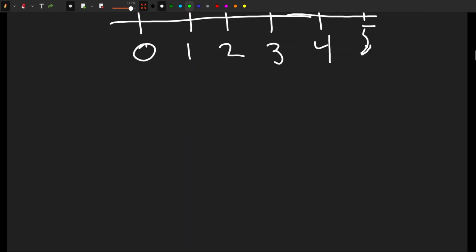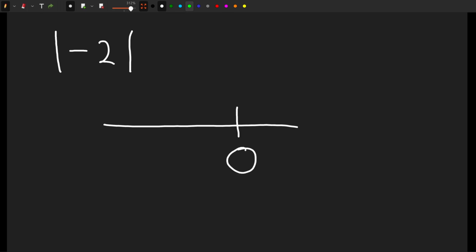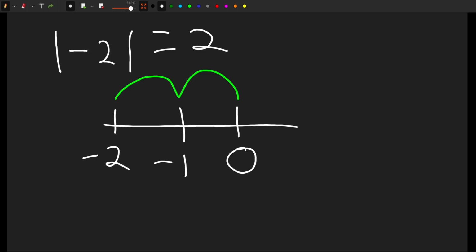Additionally, if we're looking at the absolute value of a negative number, let's say -2, just for simplicity, we would create our number line, we would start at 0, and then we would count how many numbers we get to -2. So we would go -1, -2, and then we simply count the spaces, 1, 2. And so -2 becomes 2.